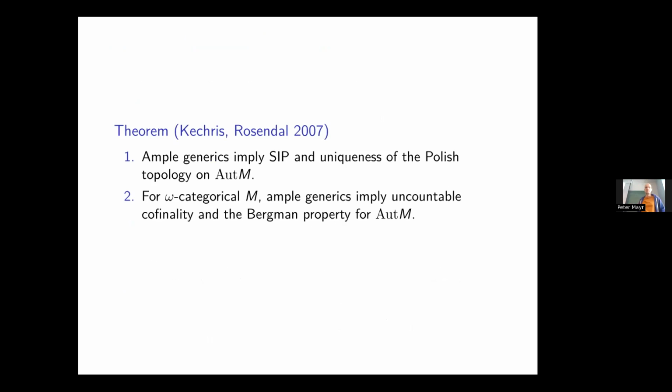There's an influential paper by Kechris and Rosendal from 2007, where they showed the connections between these properties, namely, if we have ample generics, this implies a small index property and consequently uniqueness of the Polish topology on the automorphism group of the structure M. And if additionally this structure is omega categorical and you have ample generics, then you also have uncountable cofinality and the Bergman property for the automorphism group.